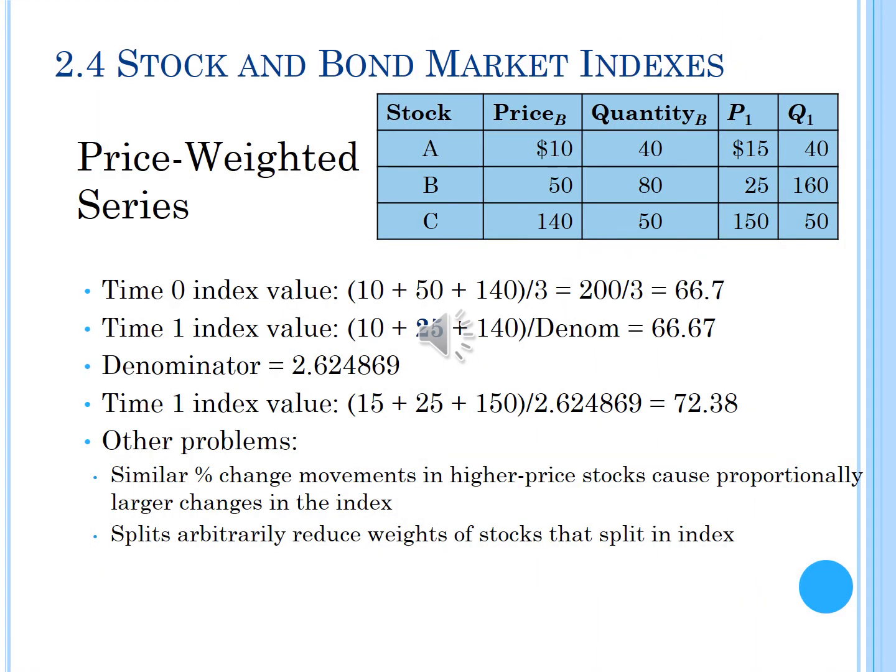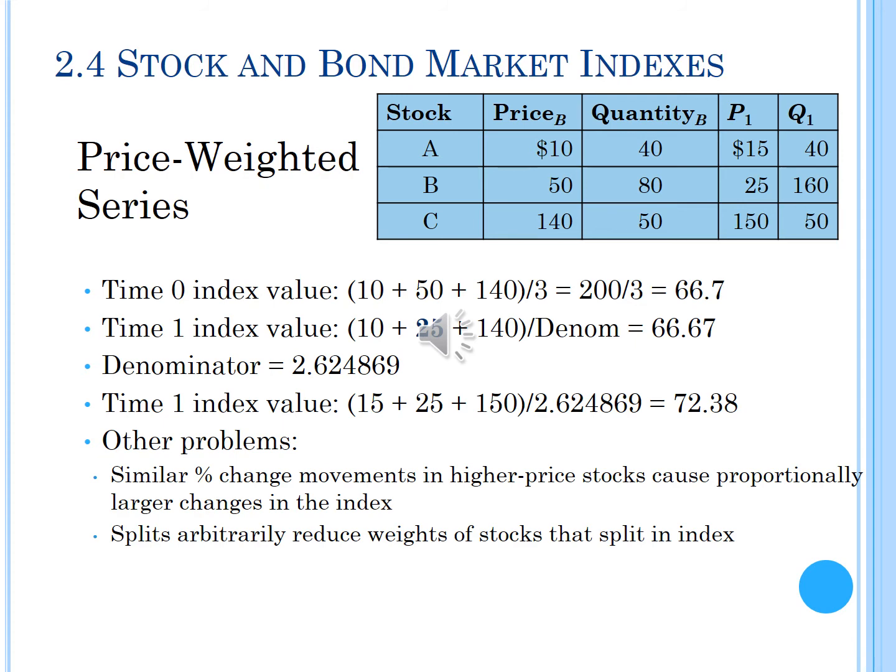Now here we have an example of how we can figure out the price weighted series. As you can see, you have a table assuming three stocks, A, B, and C, and you have their initial prices and quantities, and then you have their end price and quantity, after changes in price have occurred.